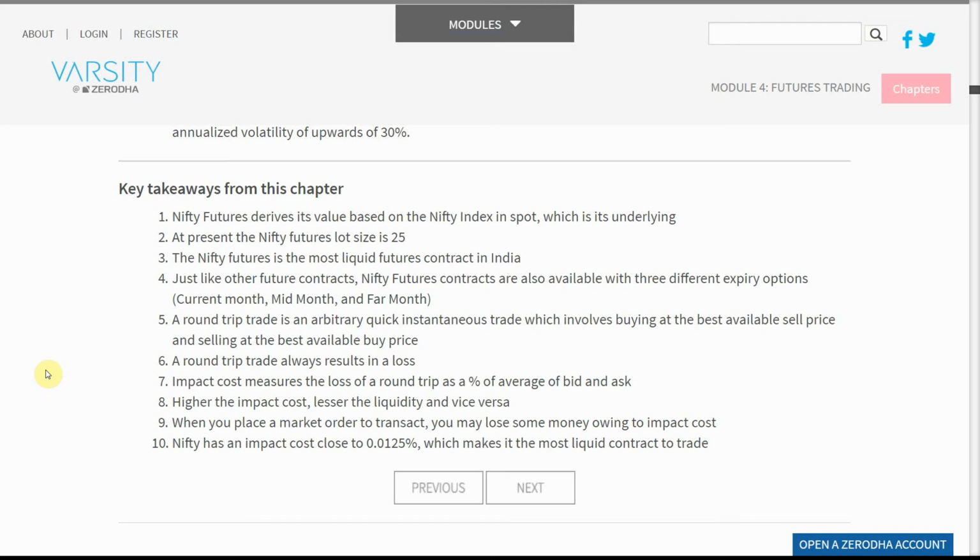A round-trip trade always results in a loss. Impact cost measures the loss of a round trip as a percent of average of bid and ask. Higher the impact cost, lesser the liquidity, and vice versa. When you place a market order to transact, you may lose some money owing to impact cost. Nifty has an impact cost close to 0.0125%, which makes it the most liquid contract to trade.